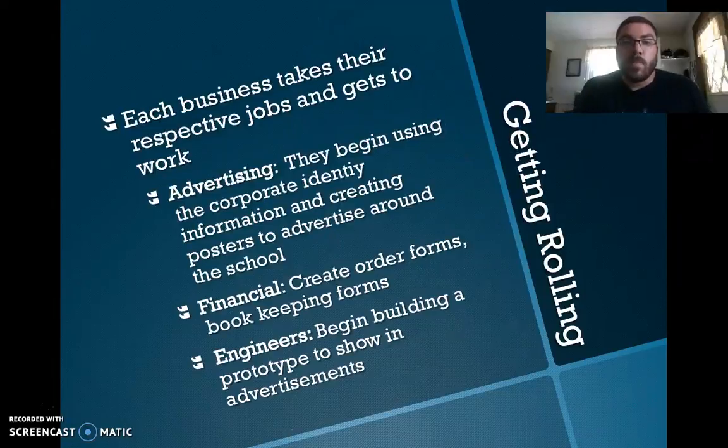So getting rolling, each business takes their respective jobs and then they get to work. So I gave the example of advertising. They would then begin using the corporate identity information and creating posters to advertise around the school. In terms of financial, they would start creating order forms so people would be able to actually order the product, as well as bookkeeping forms to maintain orders as they start coming in. And the engineers would begin building a prototype to show in their advertisements as well.